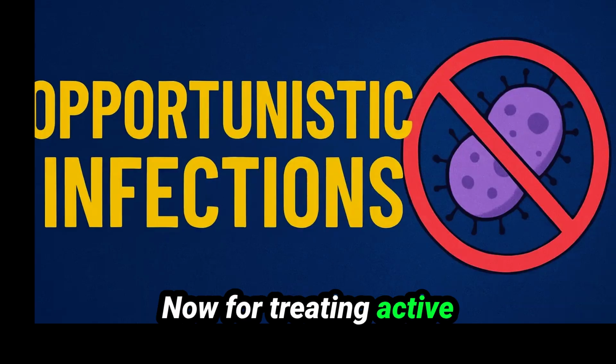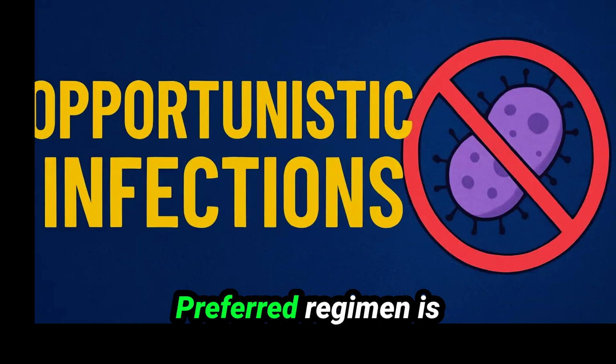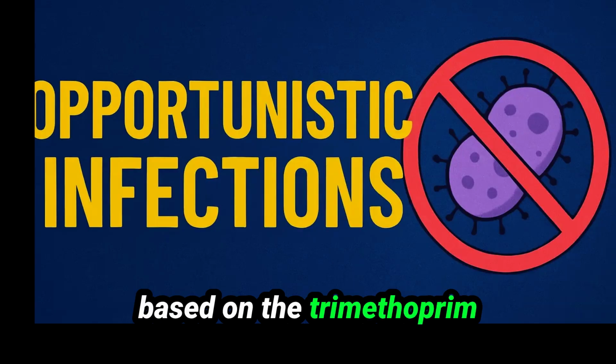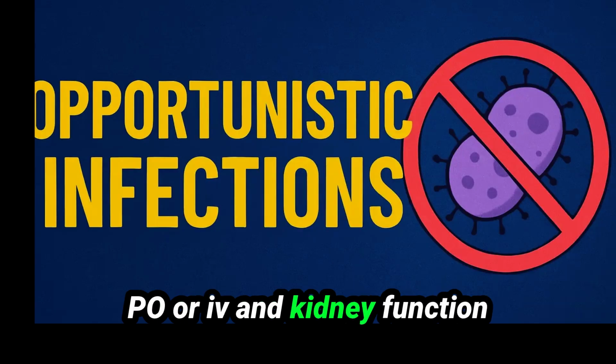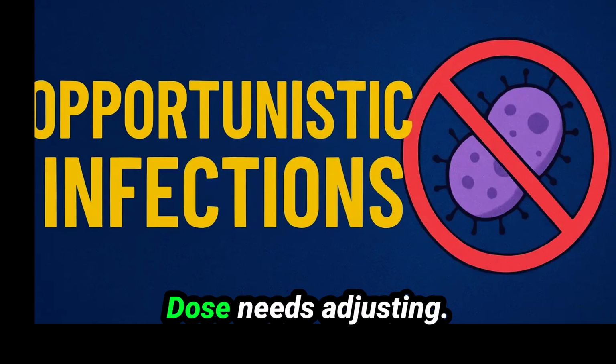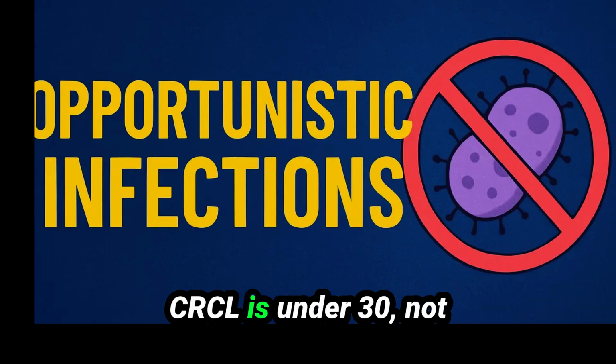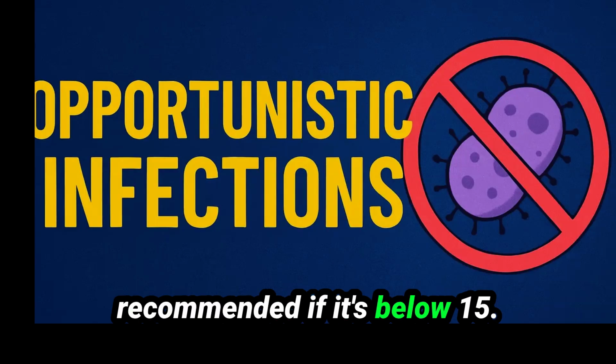Got it. Now, for treating active PJP, it's a 21-day course. Preferred regimen is still TMP-SMX. Higher dose, though, based on the trimethoprim component, and it can be given PO or IV. And kidney function matters here, right? Absolutely. Dose needs adjusting if CrCl is low. Usually halved if CrCl is under 30. Not recommended if it's below 15.